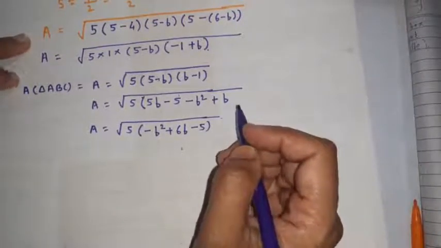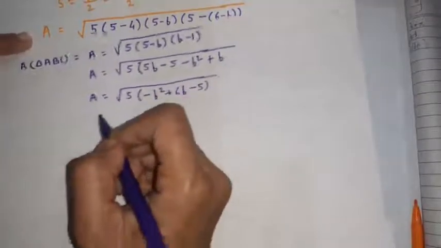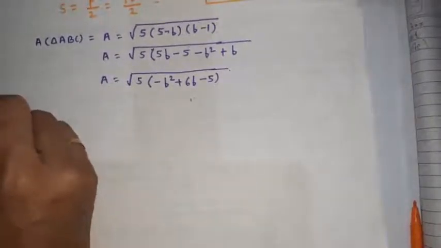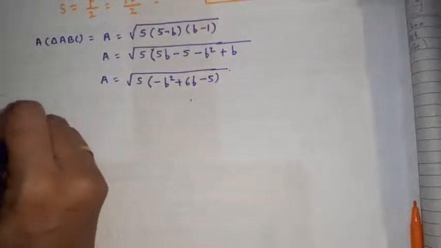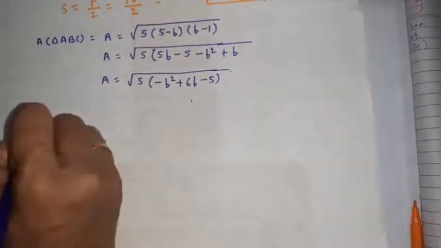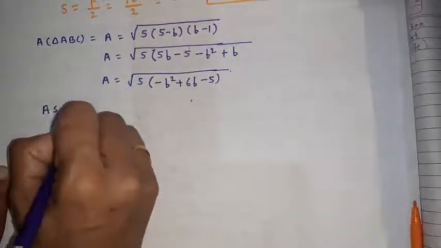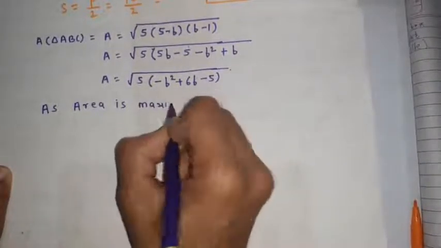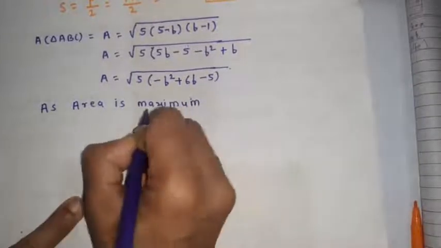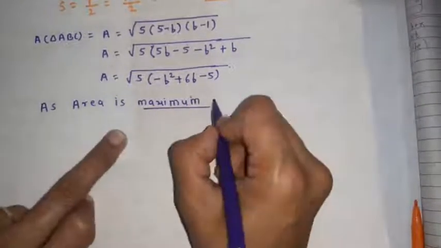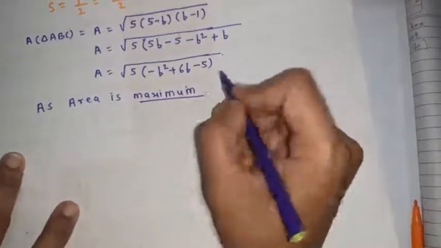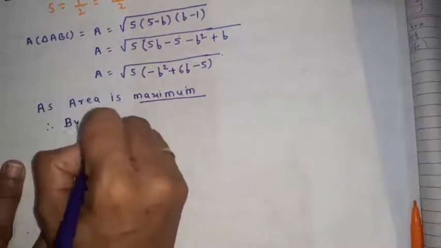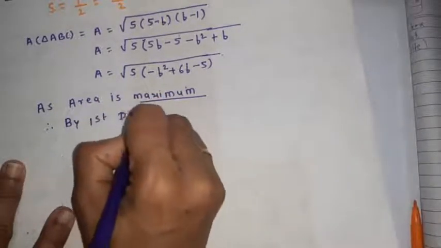Okay, and now students, we have been asked to find the sides when the area is maximum. We have to find out the sides when the area is maximum. As the area is maximum, we have to find the sides, and therefore we will find the maximum area by applying the first derivative test.